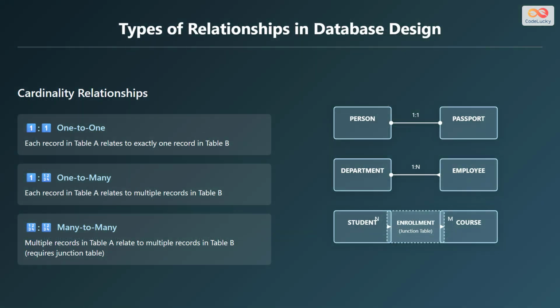Cardinality defines the types of relationships between tables. There are mainly three types of cardinality relationships. One-to-one, where each record in table A relates to exactly one record in table B. One-to-many, where each record in table A relates to multiple records in table B. And many-to-many, where multiple records in table A relate to multiple records in table B, which typically requires a junction table to manage the relationship. Here are illustrations of the relationships between person and passport, department and employee, and student and course tables.